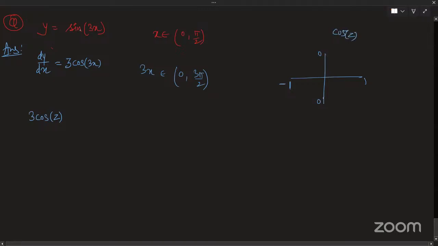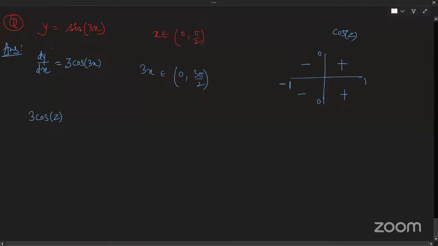So in my first quadrant, is it positive or negative? Positive. What about second? Negative. Third? Negative. And the fourth? Positive. Great, correct.